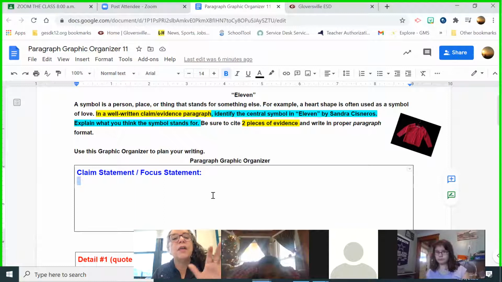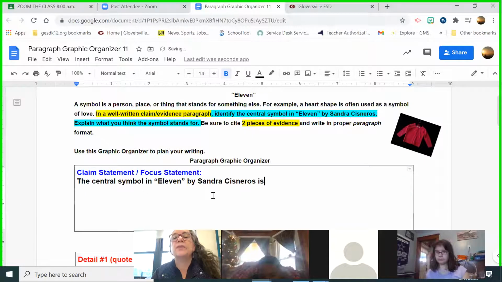So we're going to just start off, and this is our claim statement. The central symbol in, not yet, I just said that, "11" by Sandra Cisneros is. Okay. Now, notice that I've turned the question around. Please notice that the name of the story is in quotation marks and capitalized at the beginning, because that's how you probably write short story titles. Okay. Please notice that Sandra Cisneros is capitalized because it's a name and it's a proper noun.